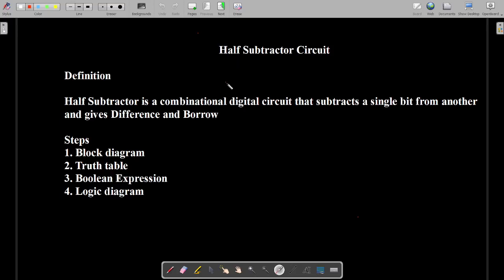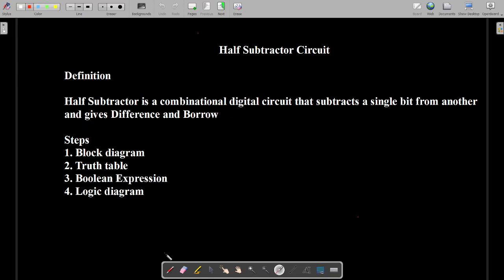Good morning. So today we are going to see about half subtractor circuit. Okay. So first we see this definition. Half subtractor is a combinational digital circuit that subtracts a single bit from another bit and gives difference and borrow.